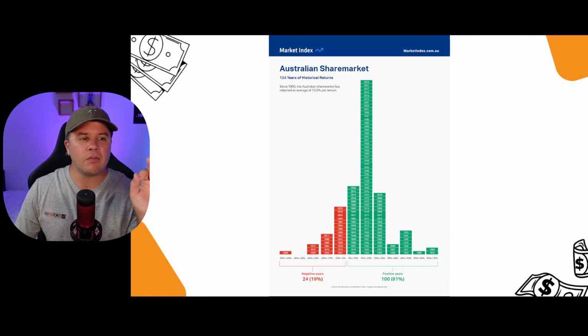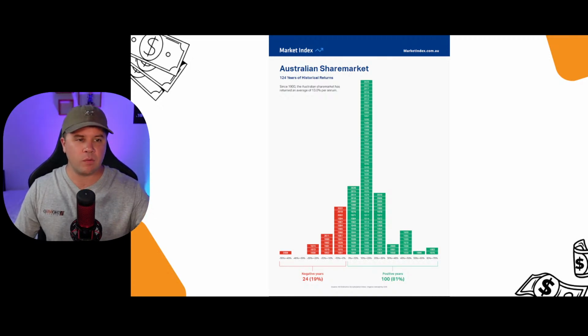This is the return of the Australian stock market over a 124-year period. Okay. Now, looking at this, look how much green is on this chart. It really blows my mind. Now, there's obviously some really bad years. So 2008 on the far left, the stock market went down 50%. That's pretty bad. But look at the overwhelming majority of green years, and look at the returns in those green years. So that tallest column is an average 10 to 20% return of those green years.